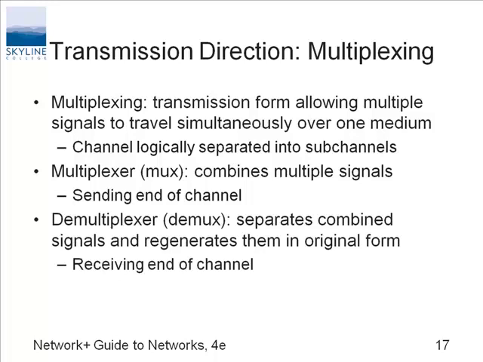A multiplexer is at the sending end of the channel, and a demultiplexer separates the combined signals and regenerates them in their original form on the receiving end. So to get a stereo radio signal, we take the left channel and the right channel and put them together using a multiplexing device onto the same medium, the same radio frequency. Send it out through the atmosphere to Stephanie's radio, which receives the signal, and the radio itself has a demultiplexer which takes it apart and reconstructs the right and left channel.